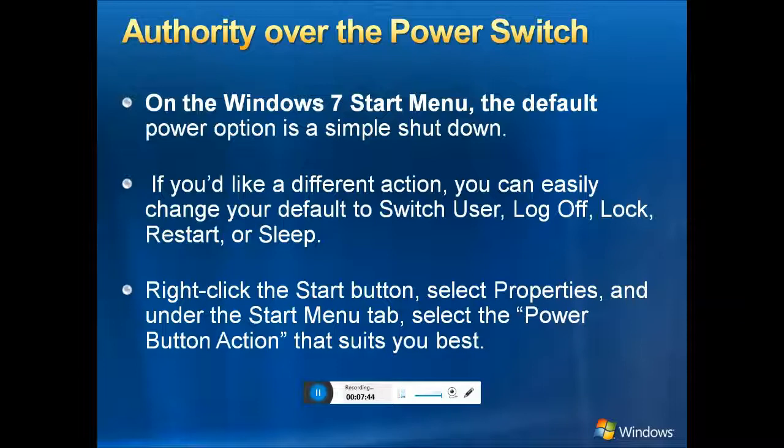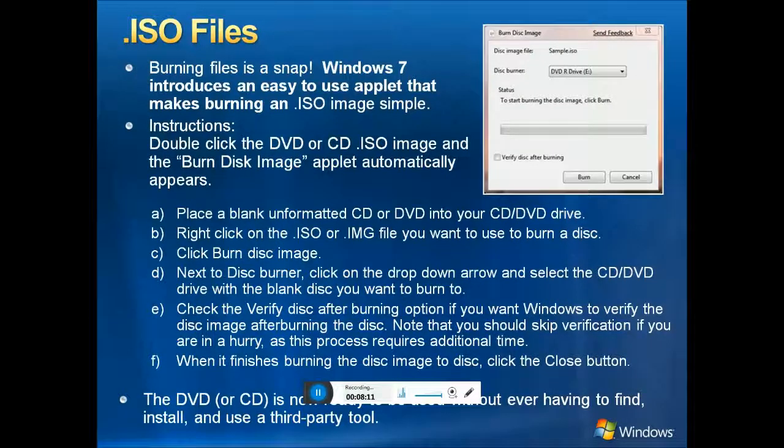Authority over the power switch. On the Windows 7 Start menu, the default power button action is Shut down. If you would like a different action, you can easily change your default to Switch user, Log off, Lock, Restart or Sleep. Right-click the Start button and select Properties, and under the Start Menu tab select the power button action that suits you best.